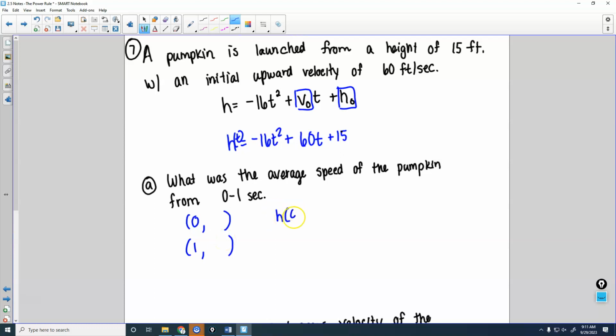So h of 0 here, if I plug that in, I'll get zeros right here. I'm just going to get 15. And that should make sense. That's my initial height, right? H of 1 would be negative 16 times 1 squared plus 60 times 1 plus 15. So it's going to be 75 minus 16, 59, I think. I'll do that right. This calculator will speed us up a little bit.